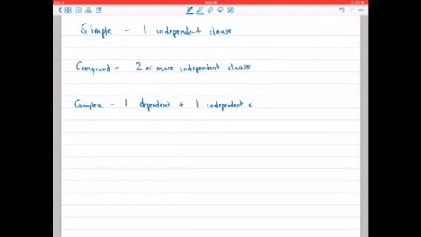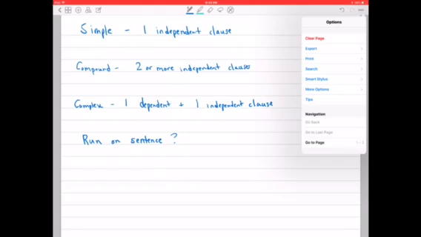Okay, so here's a big problem that a lot of people run into. A lot of people need to understand what a run-on sentence is. Because a lot of times you'll get a paper back and your teacher will say, hey, that's a run-on sentence. You say, well, what is a run-on sentence? I don't know. How am I supposed to know that?